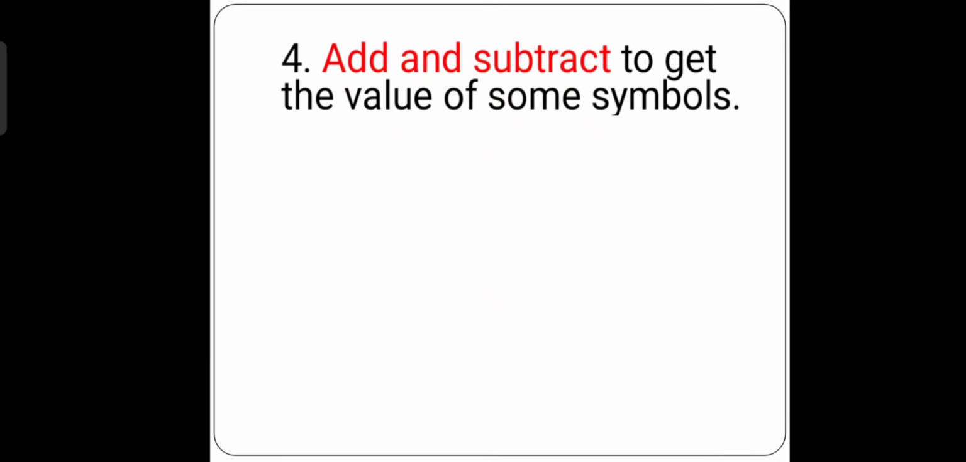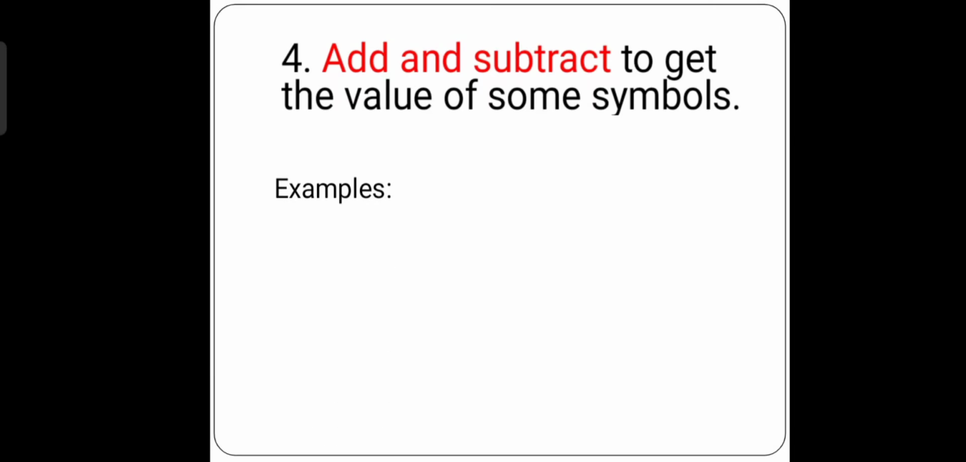Number 4, add and subtract to get the value of some symbols. So, if the symbols are a combination of values, we will have to add and subtract. It is mixed, either the bigger comes first or the smaller follows, followed again by a bigger one. So, what will we do? We will add and subtract to get the value of some symbols.